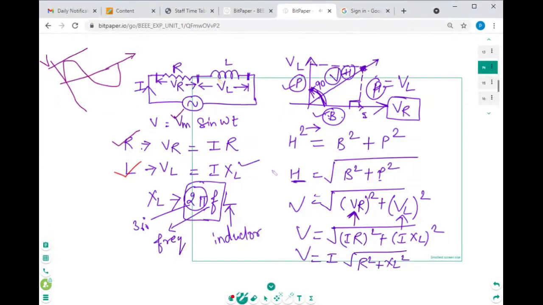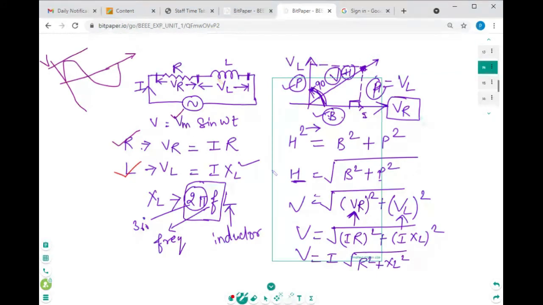Now the phasor diagram. When we draw the phasor diagram, we will take two axes. One axis across the resistor, that is VR, we will take along the x-axis, then along the y-axis we will take VL. So why have we taken these voltages along the x-axis and y-axis? Anyone know about this?